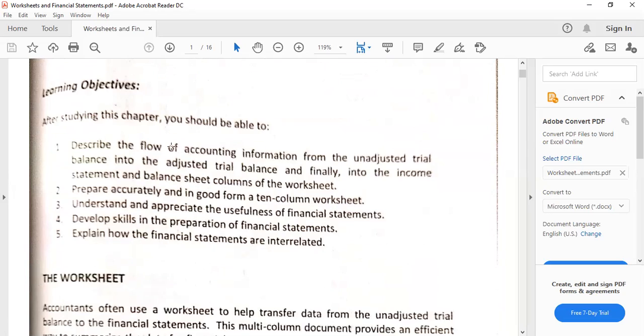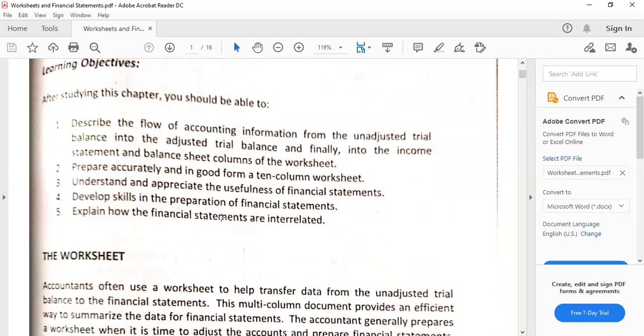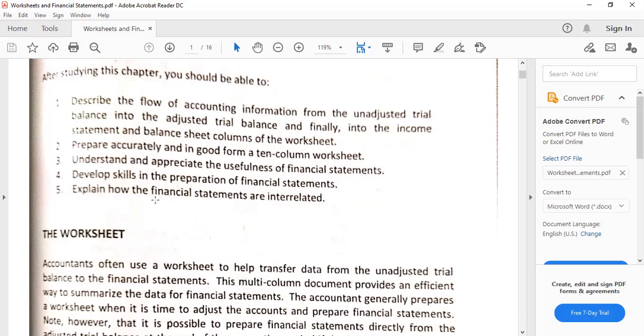Anyway, our learning objectives are that after studying the chapter, we can describe the flow of accounting information from the unadjusted trial balance, which was from step 3, the preparation of trial balance, to the adjusted trial balance. So this is on the worksheet. And finally, prepare the financial statement columns, income statement and balance sheet, on the worksheet. Then we prepare accurately and in good form a 10-column worksheet. So this would be our target in this particular part. The rest of the objectives will be in the next part of this series.